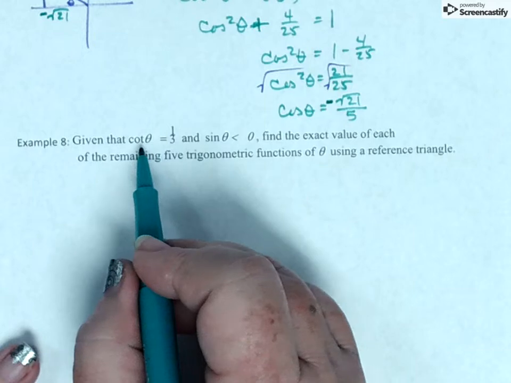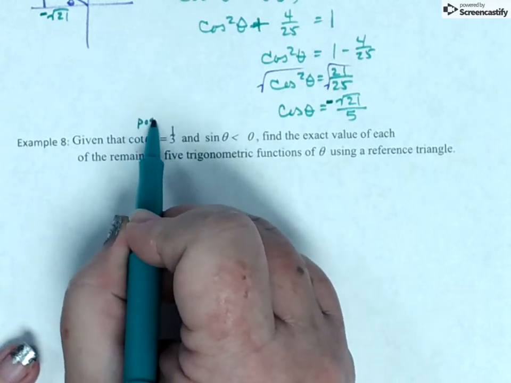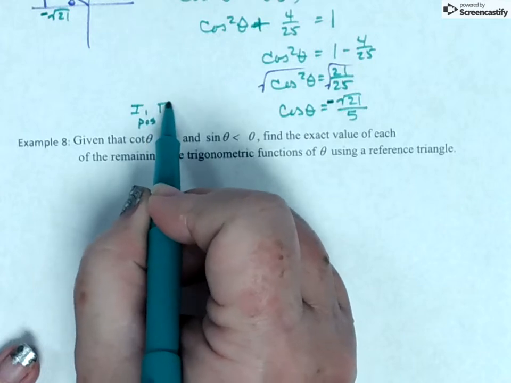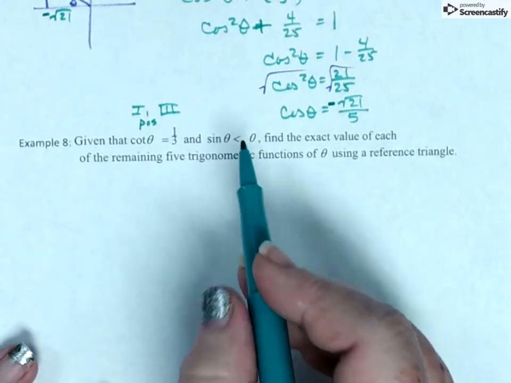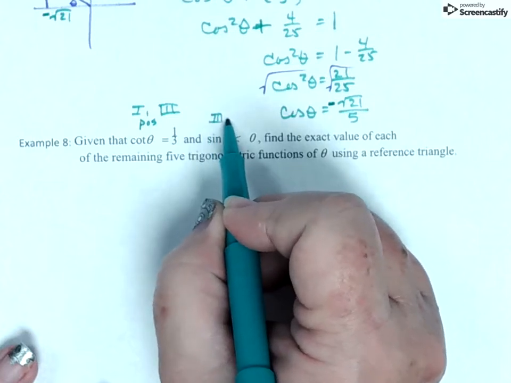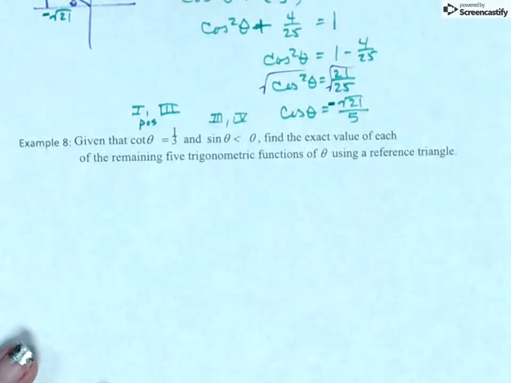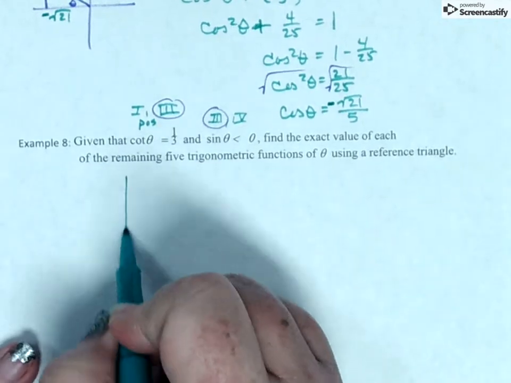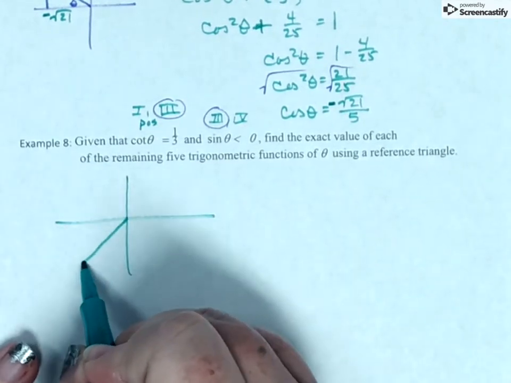I know that the cotangent is positive. Where does that happen? That happens in quadrant 1 and in quadrant 3. I know my sine value is negative. That happens in quadrant 3 and in quadrant 4. So where is my triangle? In quadrant 3. So I'm going to go ahead and draw my triangle in quadrant 3.